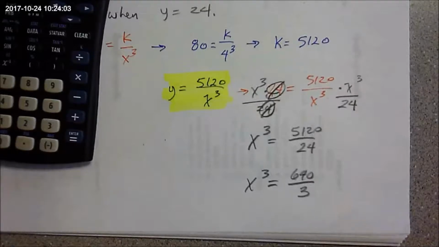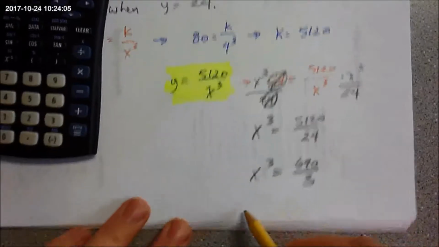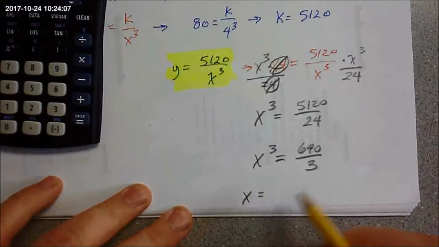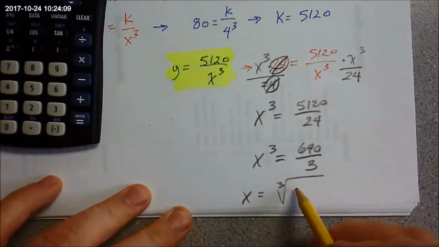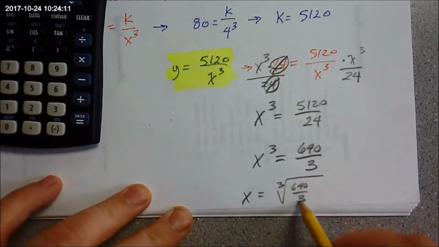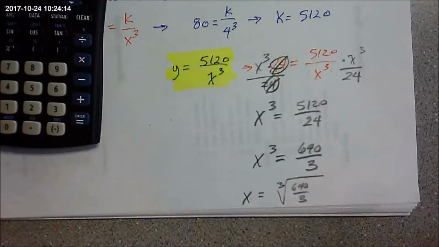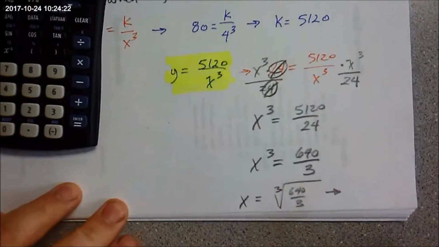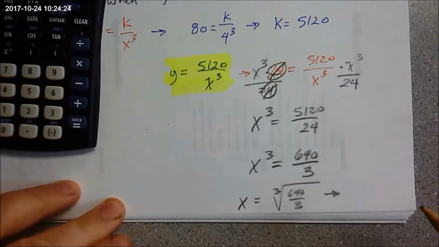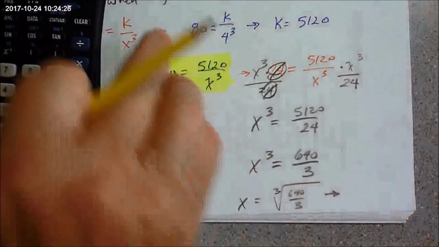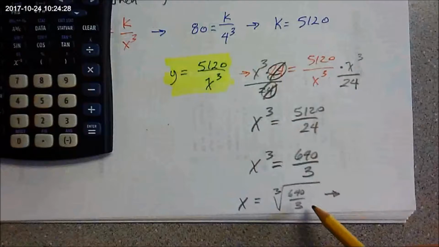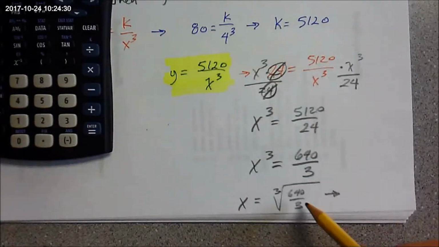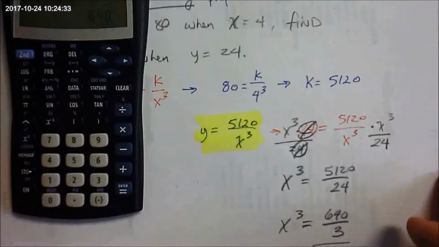Yeah, Parth? So now to finish this, we got to take the cube root. So x equals, drum roll, the cube root of 640 over 3. So that's the exact answer, yes. But since we're using a calculator, let's go ahead and get our approximate answer. Ready? Do you know how to put that in a calculator and figure out what it is? I'll show you. Watch.